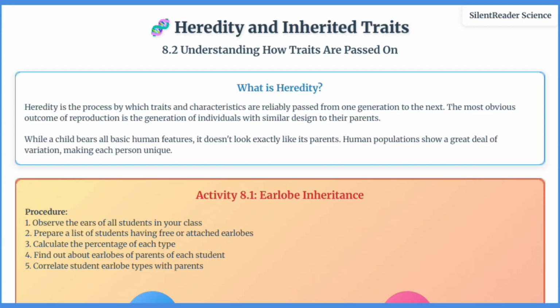Let's consider earlobes as an example. Some people have free earlobes that hang down, while others have attached earlobes that connect directly to the side of the head. This is an inherited trait. If you observe families, you'll notice that children usually have earlobe types matching at least one parent. Both father and mother contribute equal amounts of genetic material, and for each trait, a child has two versions, one from each parent. The rules determining which version gets expressed were discovered by Gregor Mendel through his famous pea plant experiments.